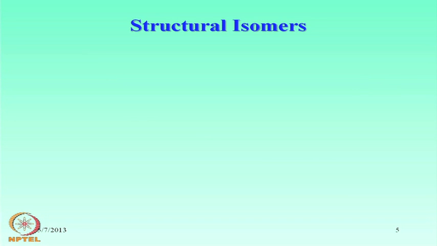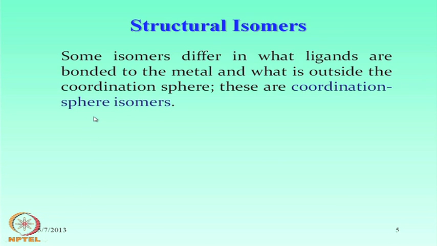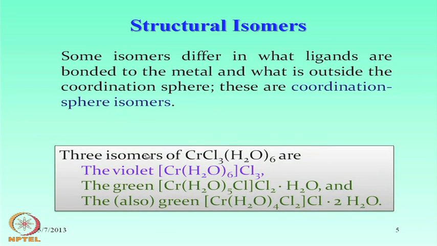Then further structural isomers: we can see that some isomers differ in what ligands are bonded to the metal and what is outside the coordinate sphere, and these are therefore coordinate sphere isomers. What we are talking about so far is how we are changing the corresponding coordinate sphere. So, if groups are interchanging between the outside and the inside of the coordinate sphere, that means A is interchanged with B and B is interchanged with A, we get a coordinate sphere isomer from that particular arrangement.